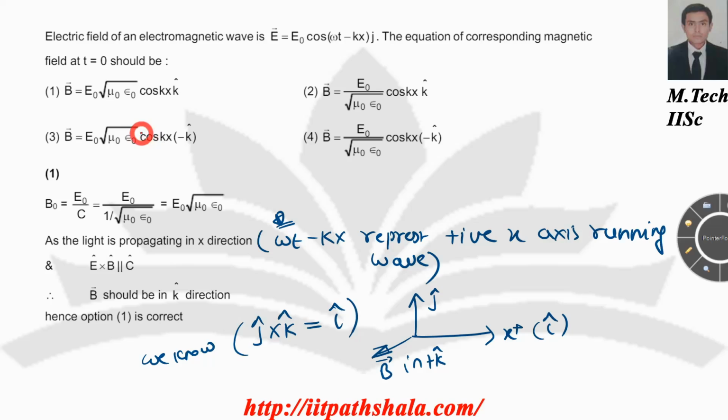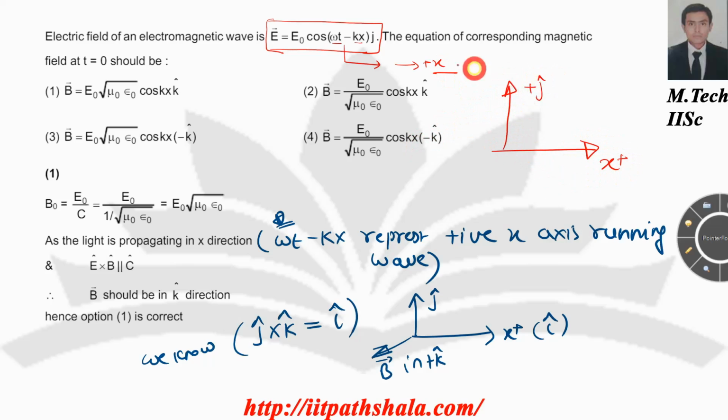Now this is an important question over here. The electric field of an electromagnetic wave is given to you as follows. You have to mention the equation corresponding to the magnetic field at time t equal to 0. Now as you know, from the following equation I can say that omega t minus kx is representing a wave traveling in the positive x direction. Okay, from my waves chapter itself I have figured this out. So if my wave is traveling in positive x direction, my electric field is in my positive j cap direction, as from this expression I can see.